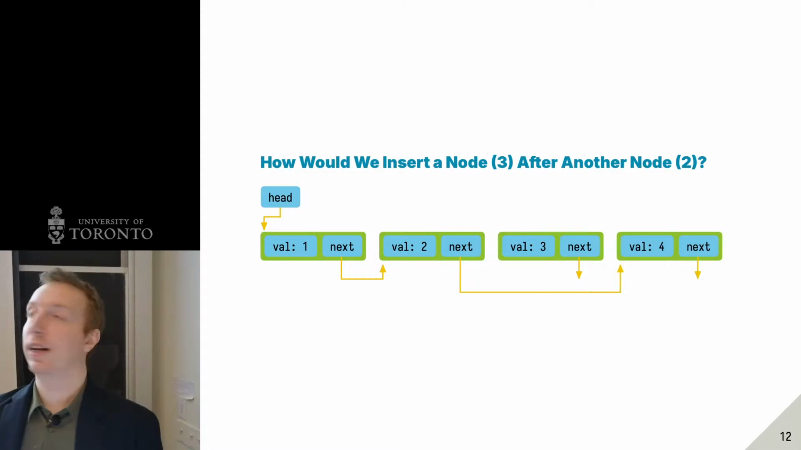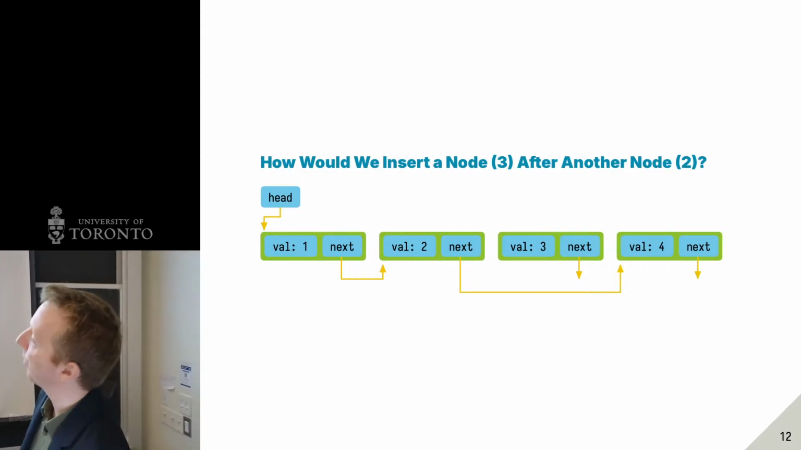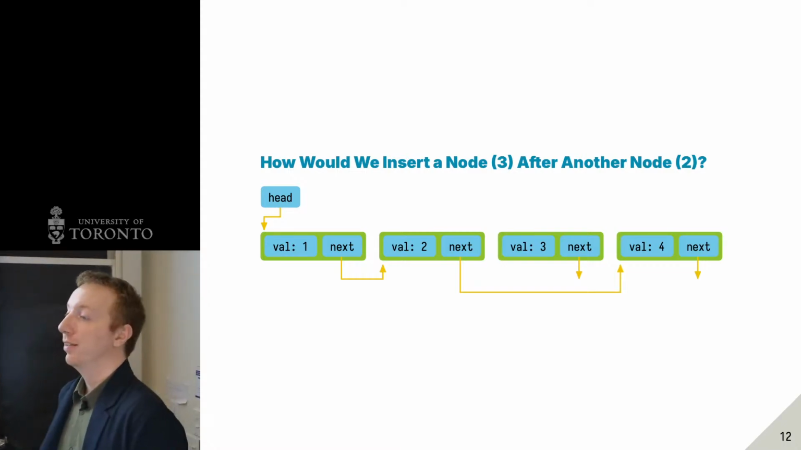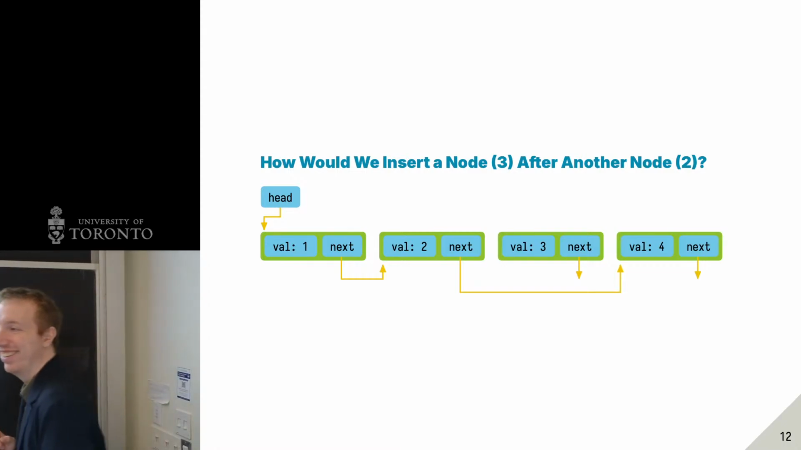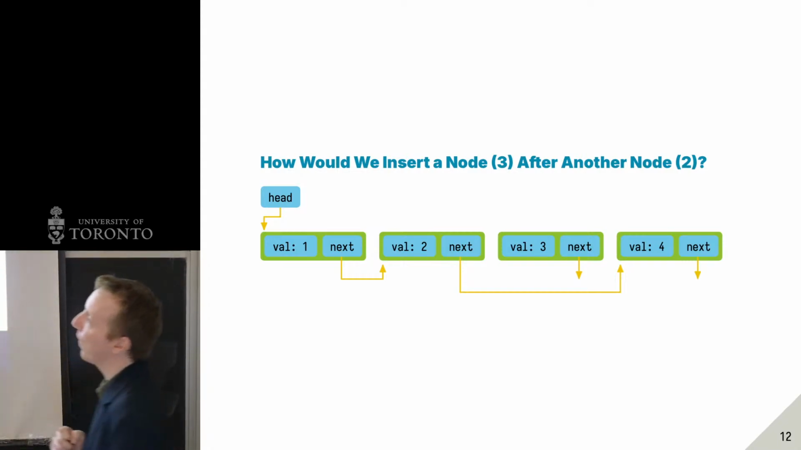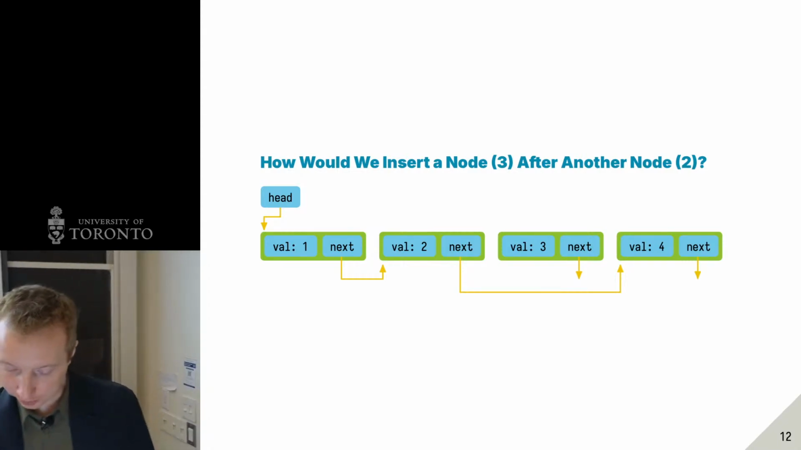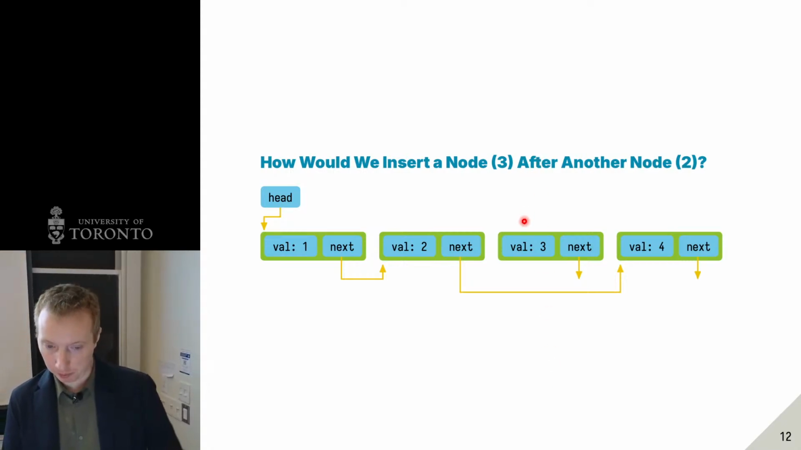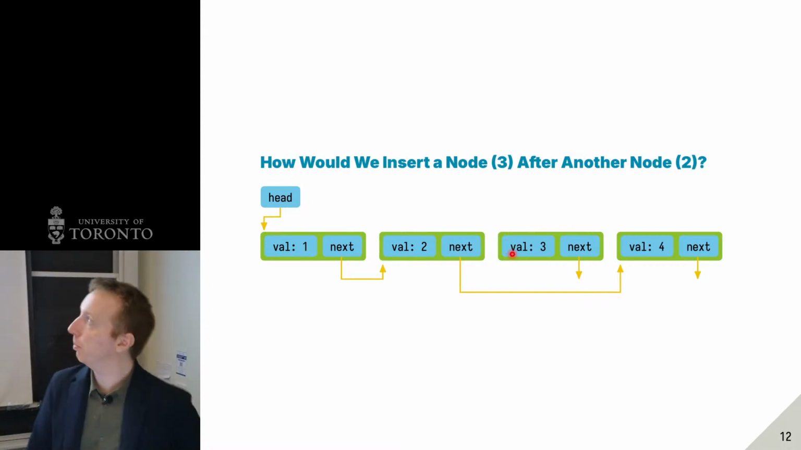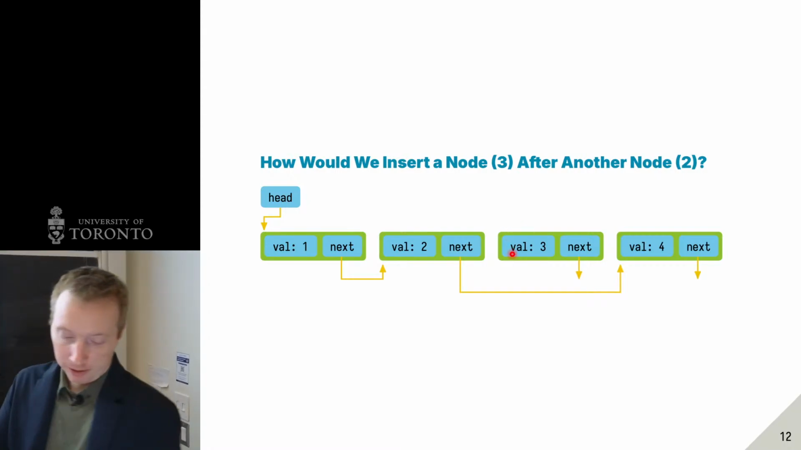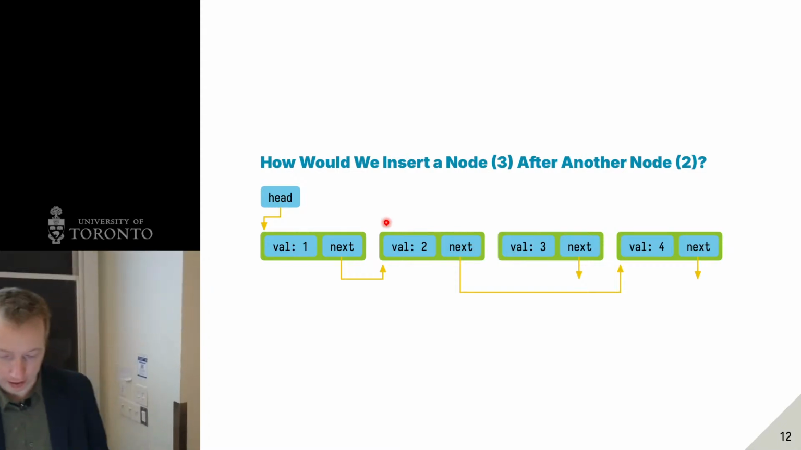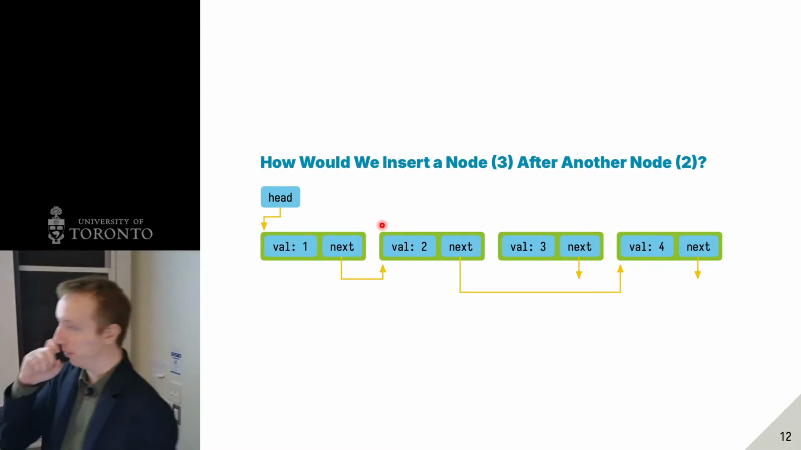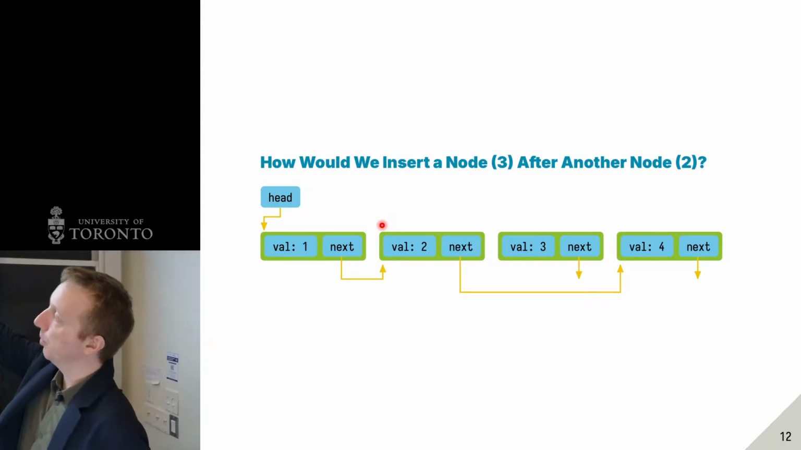All right. Any ideas how I would create a function called insert after? Any guesses? The arguments would be the node we want to insert. So a pointer to this node would be the node we want to insert. And then we'd have a second argument, after, which is the node we want to insert this node after. So after would be equal to 2, node would be equal to 3.